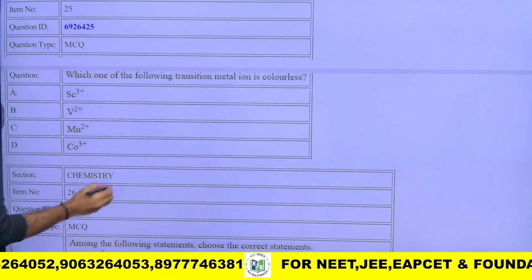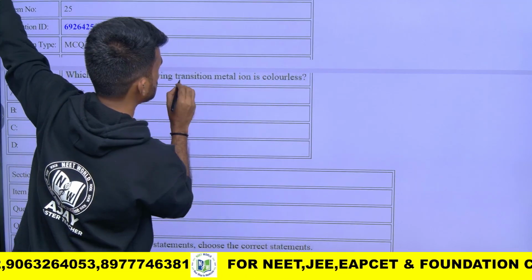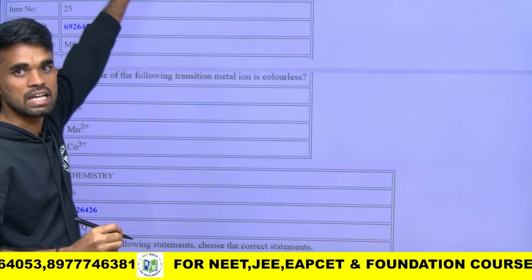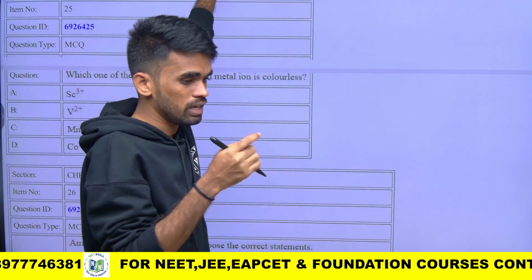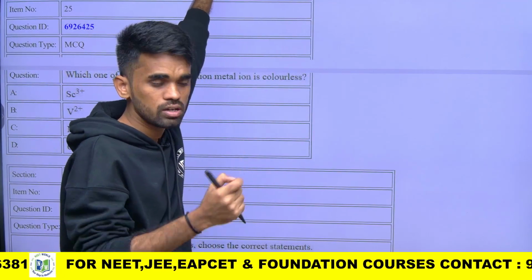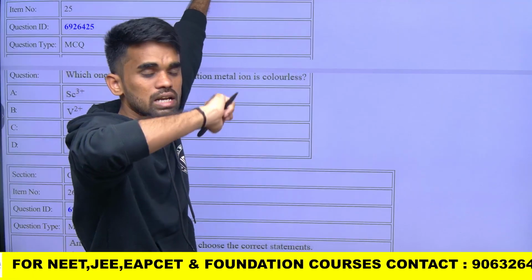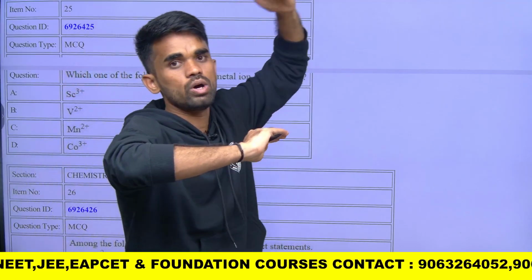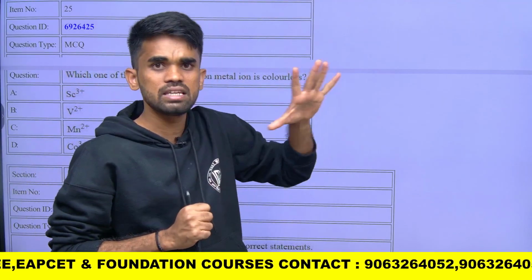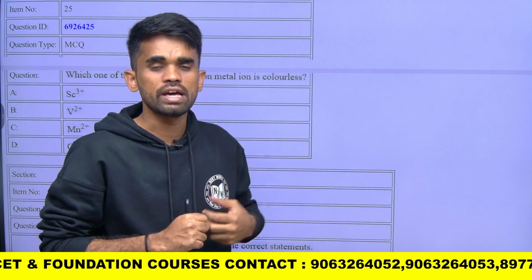Yes. These transition metals will show colors due to dd transition. If any of these d orbitals contain electrons, the transition of an electron from a lower energy d orbital to a higher energy d orbital takes place, and this phenomenon results in the exhibition of color.